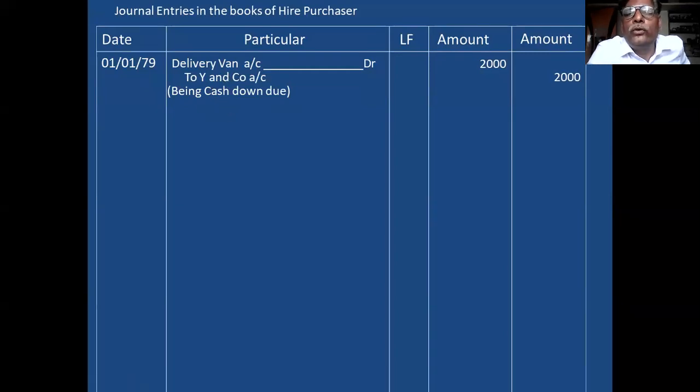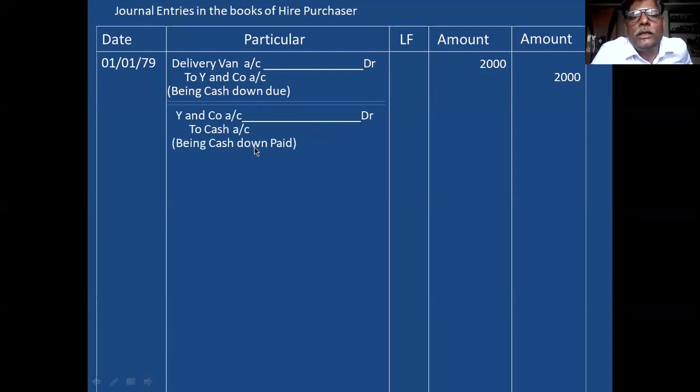And you pay this for payment. Reduce the liability, reduce the asset. If you make payment, asset reduces, liability reduces. Liability is Y company creditor. Creditor reduces, cash reduces. Therefore, debit decrease in liability. Y company account debtor to cash account. Being cash down paid. 2000, 2000. Okay. 2 entries for cash down. Remember: 2 entries for cash down, 2 entries for installment, 1 entry for depreciation, and 1 entry for transfer. Total 6 entries. Remember this.